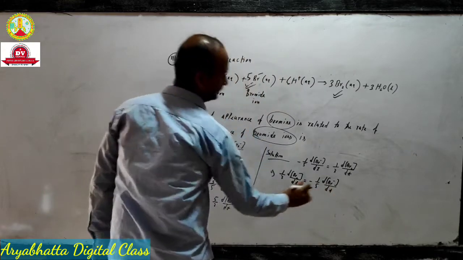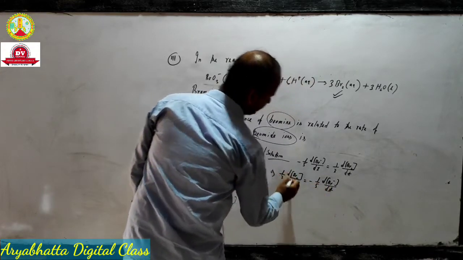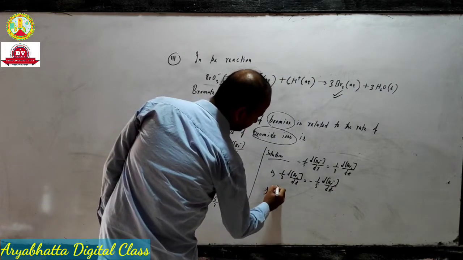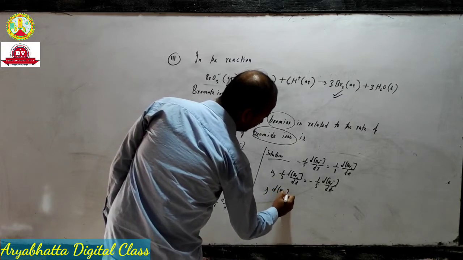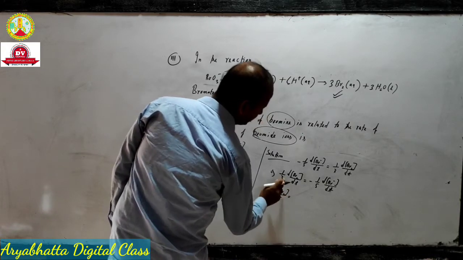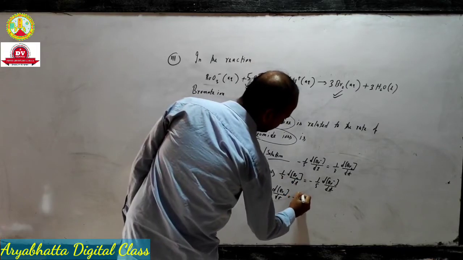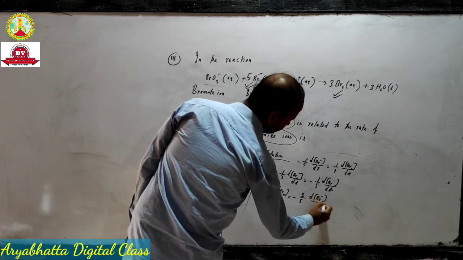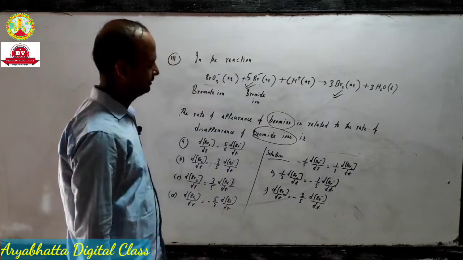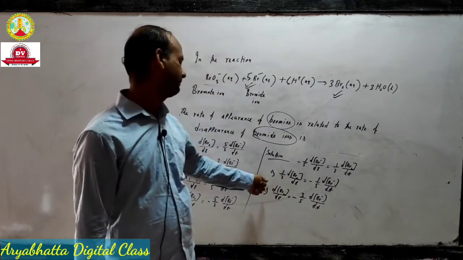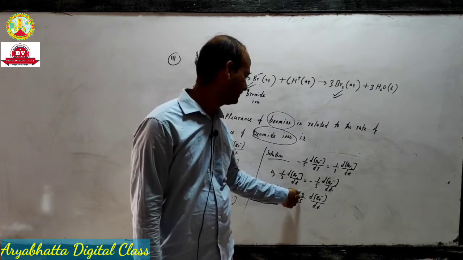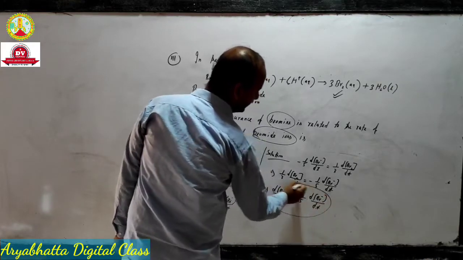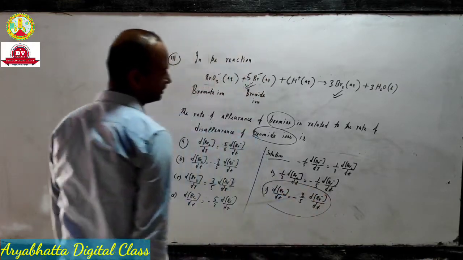This is the rate of appearance of bromine. Now let's see this Br2, what will this be? And where will this 3 go? The 3 will go to the top. So this will be minus 3 by 5 d[Br minus] by dt. Now see, the rate of appearance of bromine is equal to minus 3 by 5 d[Br minus] by dt. So this is the relation between the rate of appearance of bromine and the rate of disappearance of Br minus.